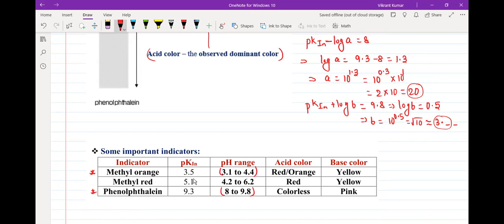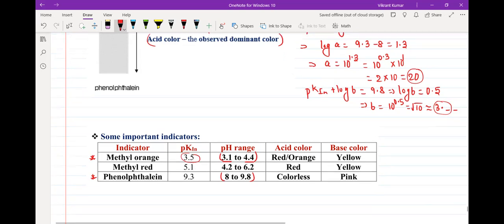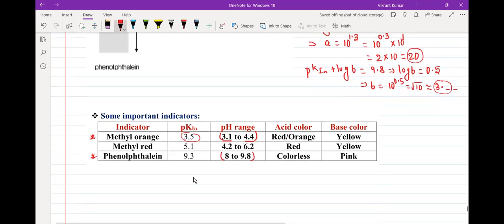Now again if you see 3.5 से 3.1 का गैप इज 0.4 only, but 4.4 से इसका गैप इज 0.9. and why is that? See what I'm saying? Yellow is a lighter color, so for it to be seen.